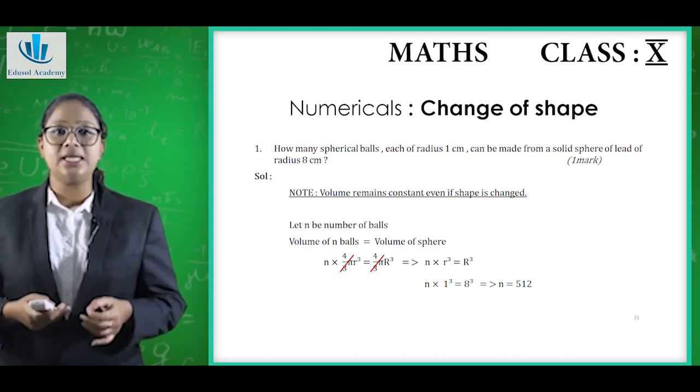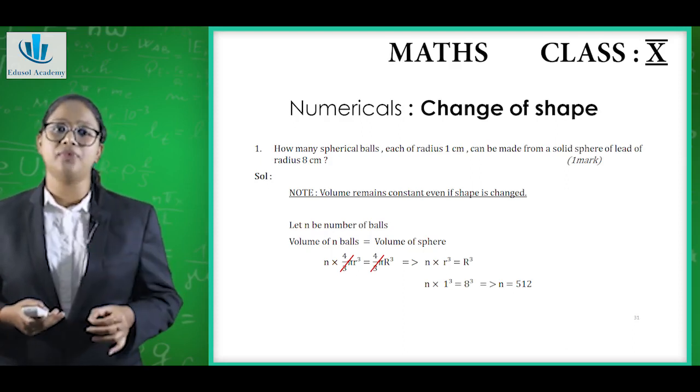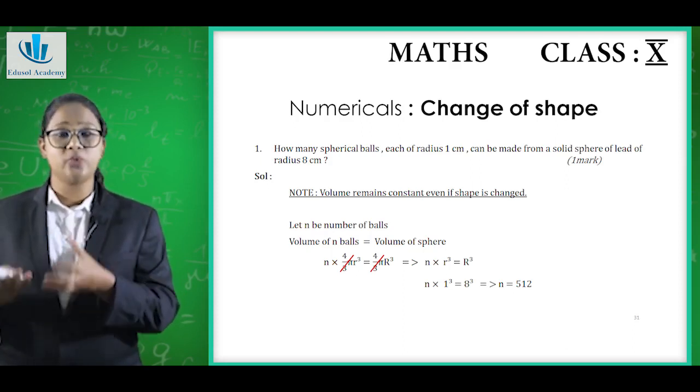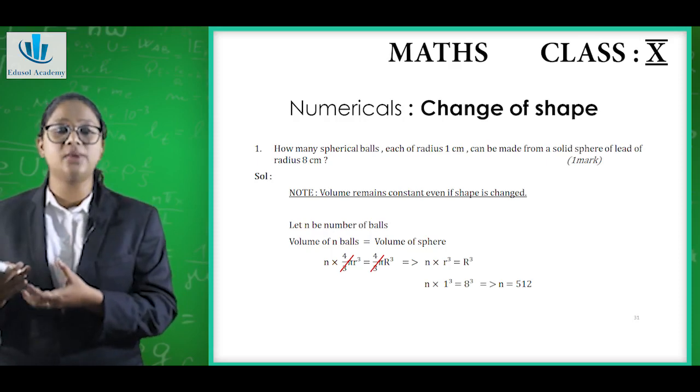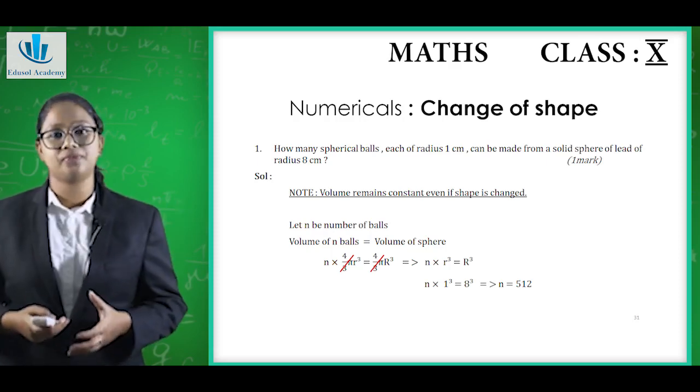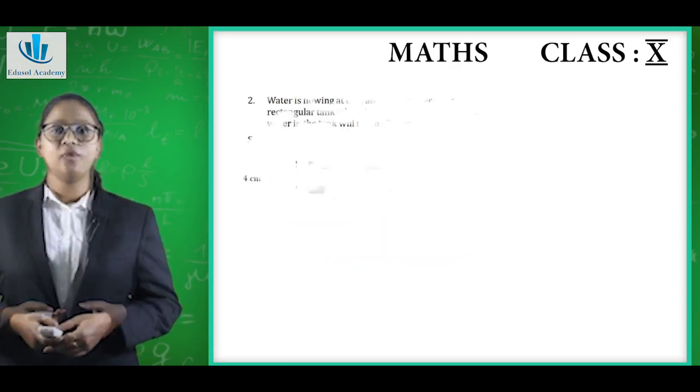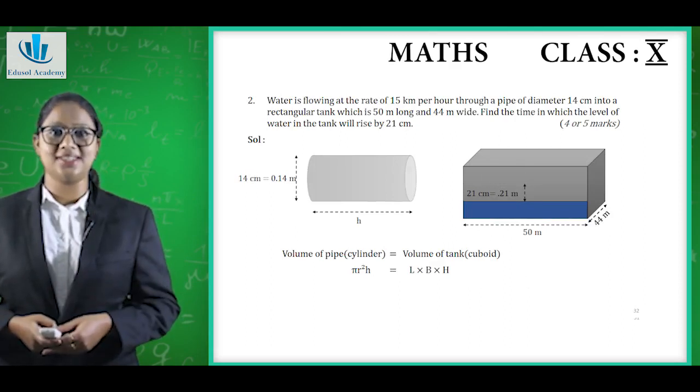What is the cube of 8? That is 512. Therefore, 512 mini spheres or bowls can be made from the huge sphere. To conclude, moving on to the second question, let's read the question.